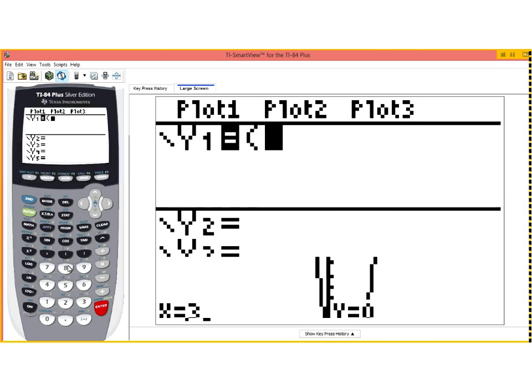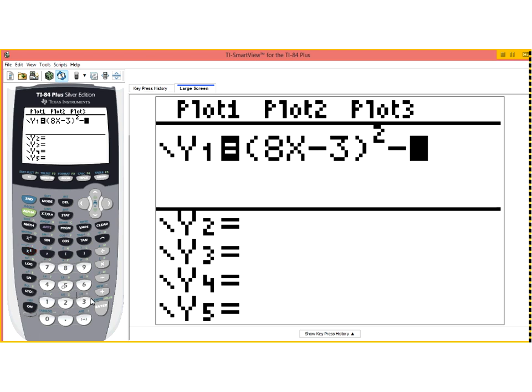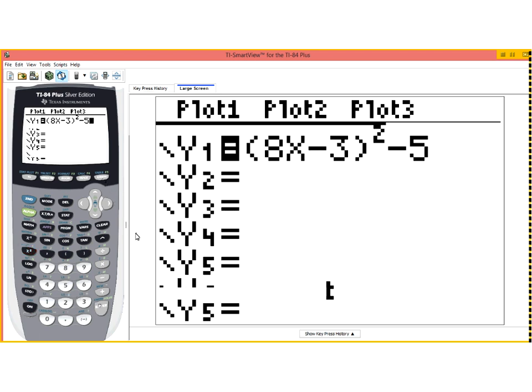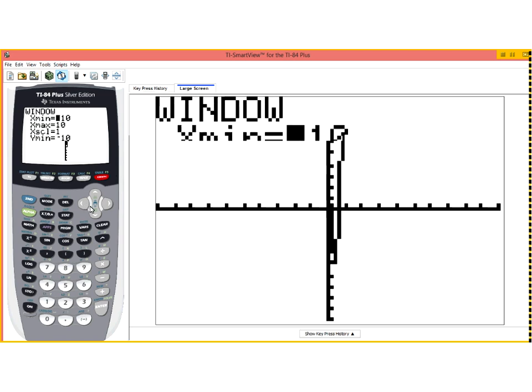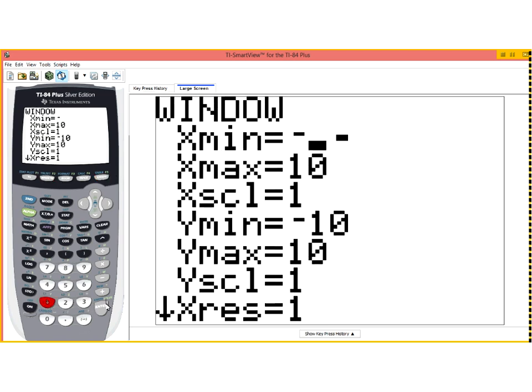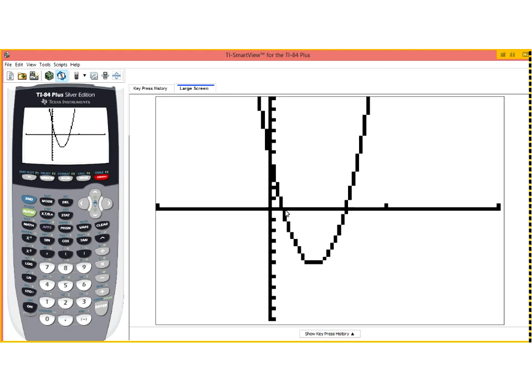Now real quick, let's see if we can check it. So I go to my y equals, and I put in my new equation, (8x - 3)^2 - 5, and I graph it. All right, that parabola looks terrible. So I'm going to go to Window, and I apparently don't need it to be so wide, so I'm going to change it here. There we go. So both of our zeros occur between 0 and 1.